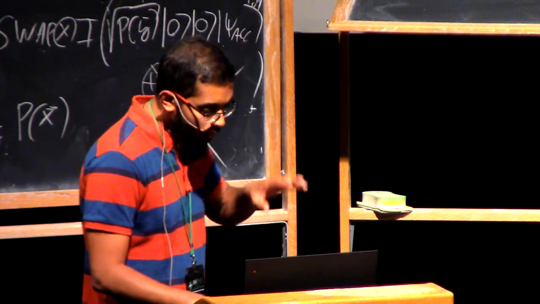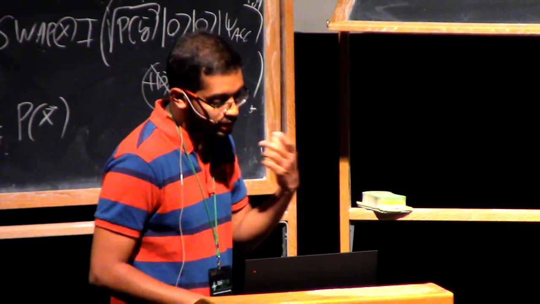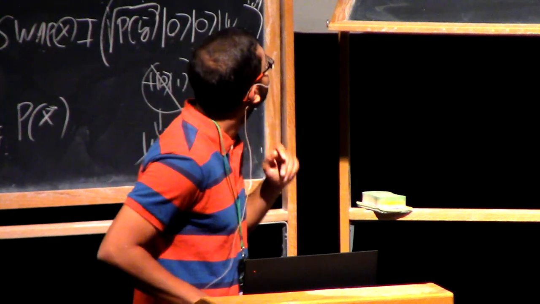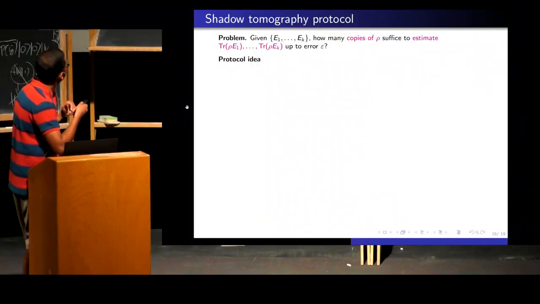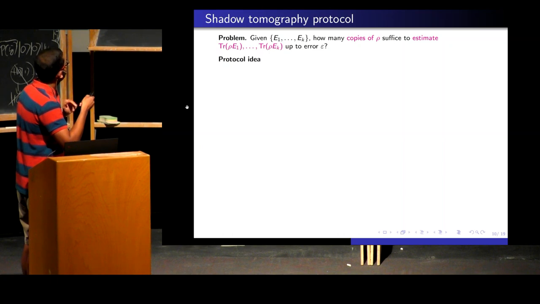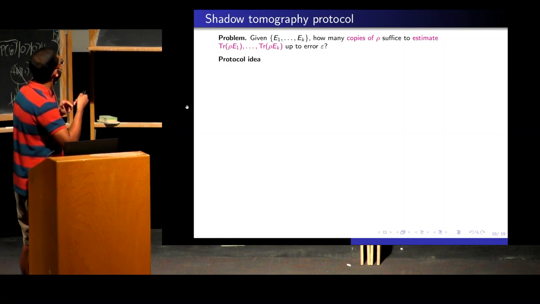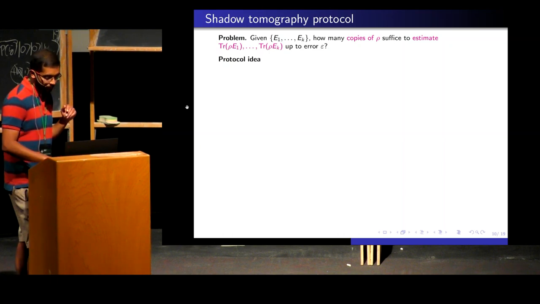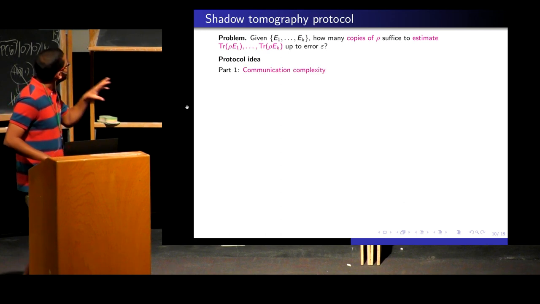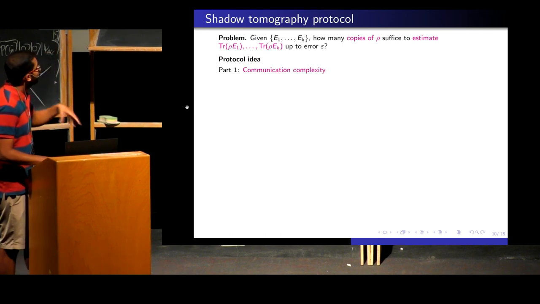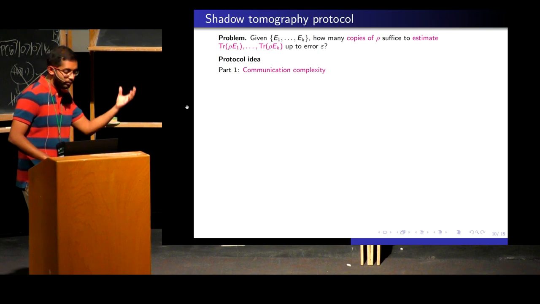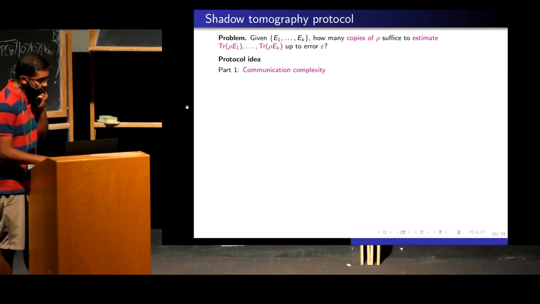Good. So this protocol is slightly non-trivial, but I think the ideas are very interesting. So let me try to tell you what's going on. I've just described the problem on the top again. You have E1 to EK, copies of rho. Your goal is to estimate trace of rho E1 to trace of rho EK. And the main idea that comes in shadow tomography is this idea from communication complexity from, I think, the early 2000s.